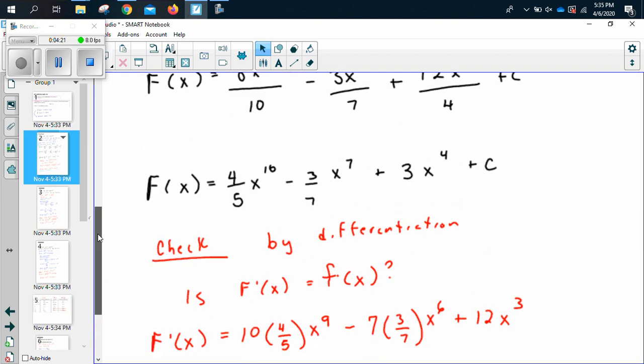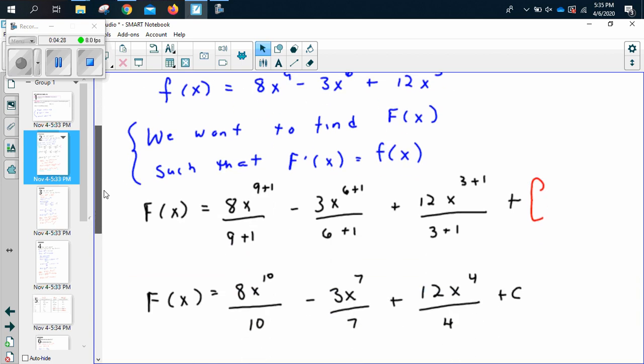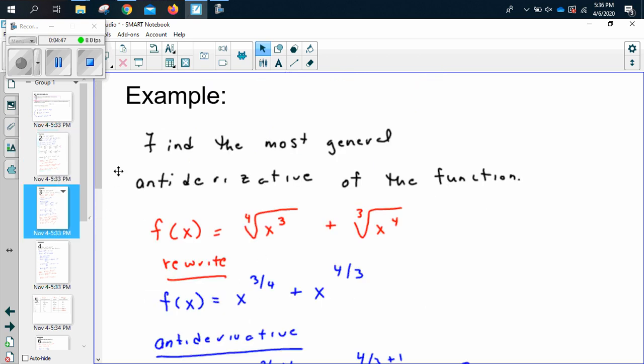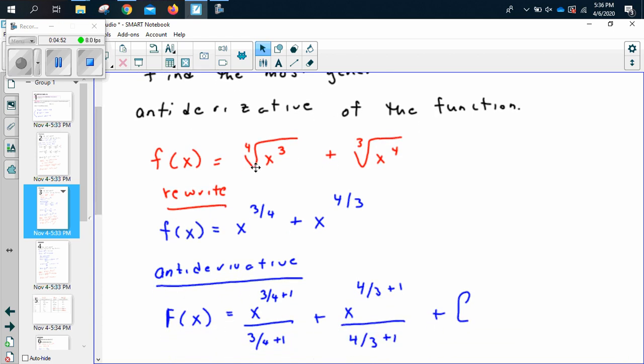So that's anti-differentiation. For this particular antiderivative, we really did the power rule in reverse. Instead of bringing down the exponent, multiplying, and subtracting 1 from the exponent like we do with differentiation, we add 1 to the exponent and divide by the new exponent. Okay, here's another example. I want to find the most general antiderivative of this function. Now I need to rewrite it with fractional exponents.